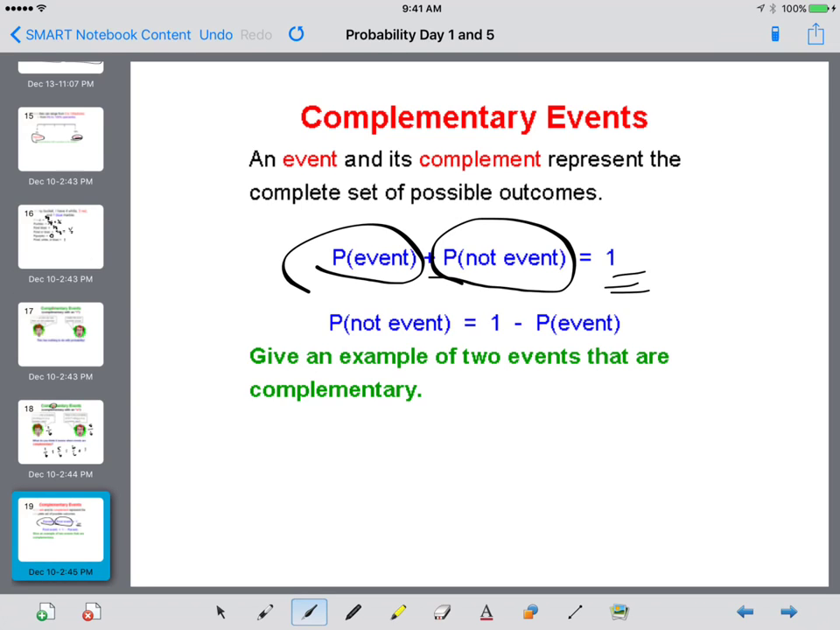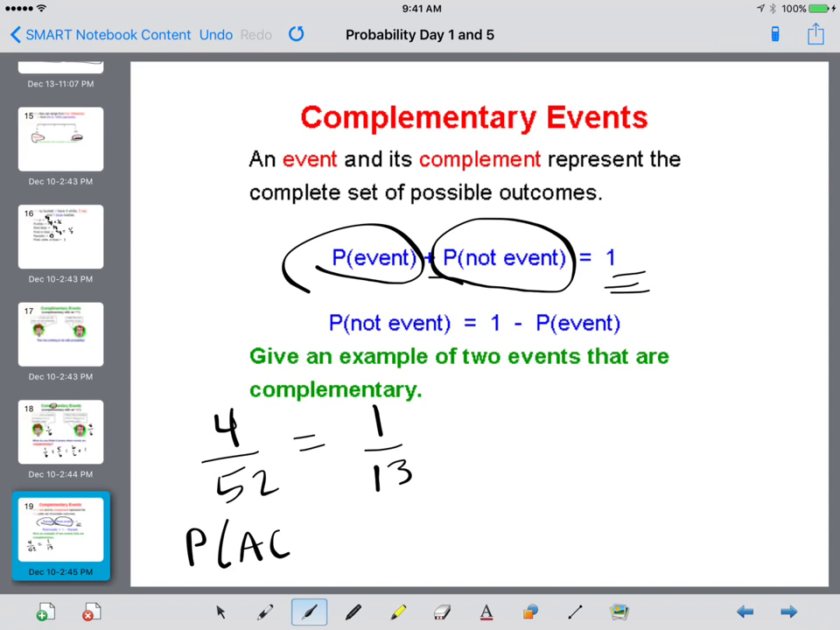And if we can't find the probability of it not happening, we can always just take 1 minus the probability of the event to come up with that case. So for instance, let's say we have, what's the probability of drawing an ace from a deck of cards? Well, there are 4 aces in a deck of cards. There are 52 cards. So we have a 4 out of 52 chance. If I reduce that, that reduces to a 1 in 13 chance of drawing an ace.